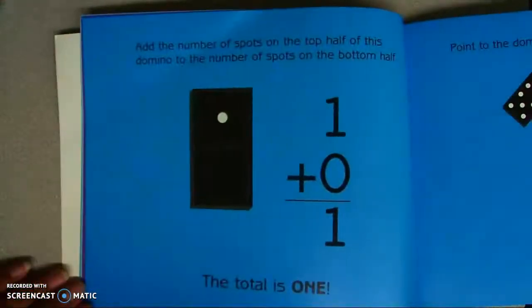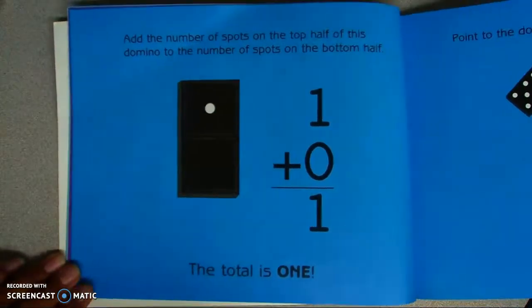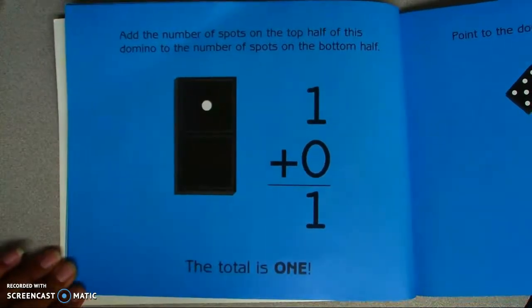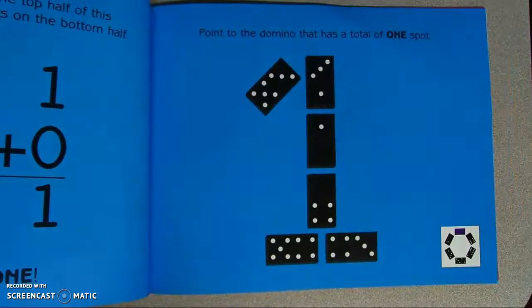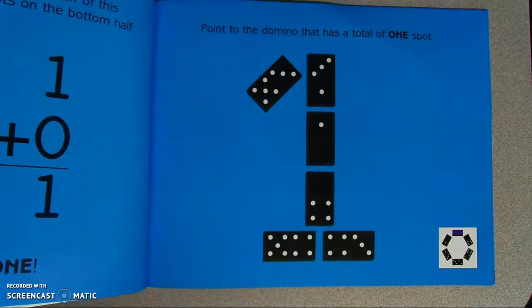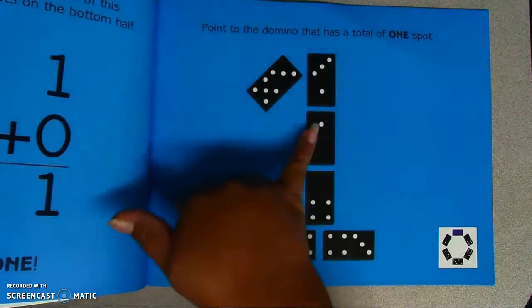Add the number of spots on the top half of this domino to the number of spots on the bottom half. The total is 1. Point to the domino that has a total of 1 spot. Did you find it? Bing.